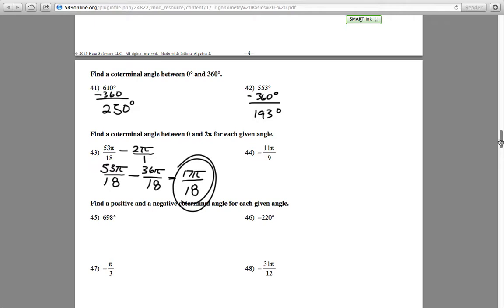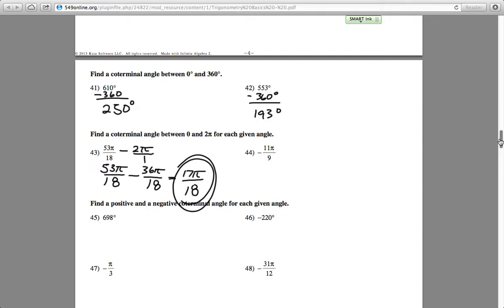Find a negative and positive coterminal angle for each given angle. Do you know how to do this? You just add 360 if it's positive. What about if it's really large, like 1200? You're going to have to keep subtracting 360 until you get to a negative coterminal angle. You can add or subtract 360 as many times as you want. So if I want one positive and one negative, I could just add 360 and I'll get another positive one. For the negative one, I'm going to have to keep subtracting 360 until I get to a negative answer.